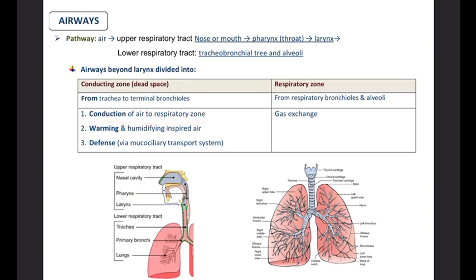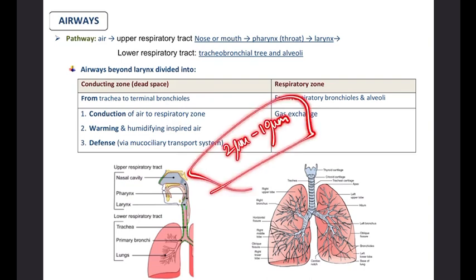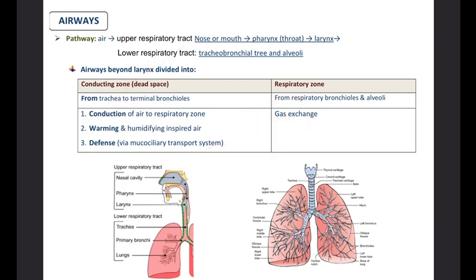Next, we have warming and humidifying of inspired air. That's what I said in the non-respiratory functions of the respiratory system: warming and humidifying. This occurs, along with the defense by the mucociliary transport system. Mucociliary, the cilia, the hair-like structures, for particles from 2 micrometer to 10 micrometer. This also occurs in the conducting zone. The function of the respiratory zone is only one, which is gas exchange.